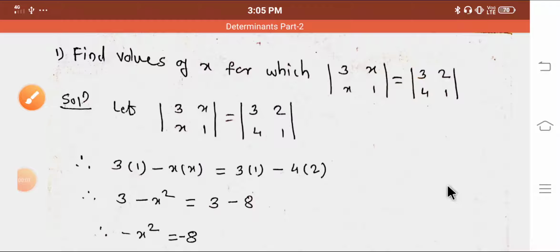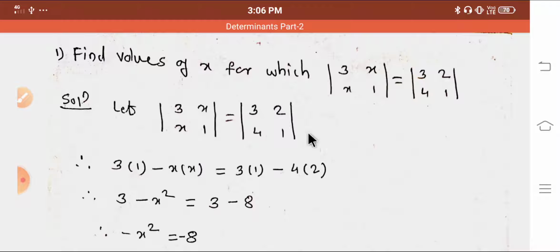Hi friends, in this video we discuss properties of determinants and some examples. First of all, some examples of determinants, and then we study the properties of determinants. In the previous video we studied the definition of a determinant of order 2 and order 3, and examples on that, that is, expanding a determinant by row or column. Here we solve one example, and this question in part A is asked for 1 mark.